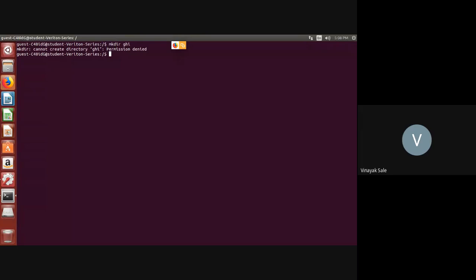Suppose you want to create a file, there is a method, the cat command. By using the cat command you can create a file: cat, then a greater than sign, then the name of the file. Suppose xcv is the name of the file.